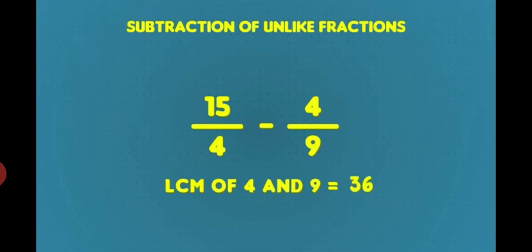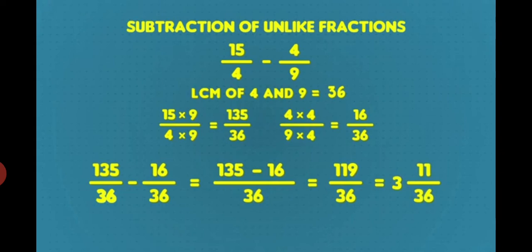So our next step is to convert the unlike fractions into like fractions. So as usual, we multiplied both the numerator and denominator of the first fraction by 9 and the second fraction by 4. And then the unlike fractions are converted into like fractions.